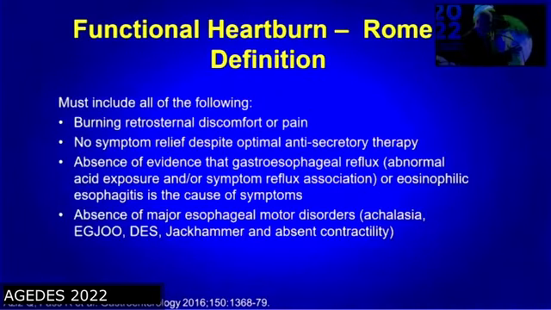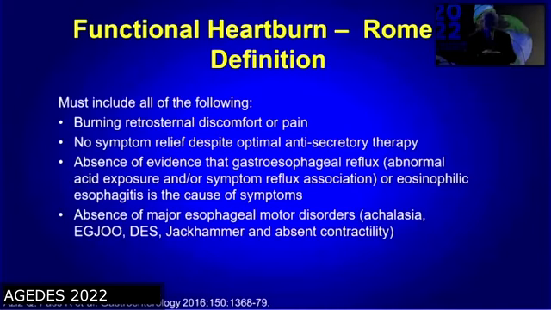Now, this is the definition of functional heartburn. It was defined by Rome 4 as burning retrosternal discomfort or pain, no symptom relief despite optimal anti-secretory therapy. You cannot have any evidence of gastroesophageal reflux and no evidence of eosinophilic esophagitis. And in addition, you should not have any evidence of what we called at the time major esophageal motor disorders like achalasia, EGJ outflow obstruction, jackhammer esophagus, and absent contractility.